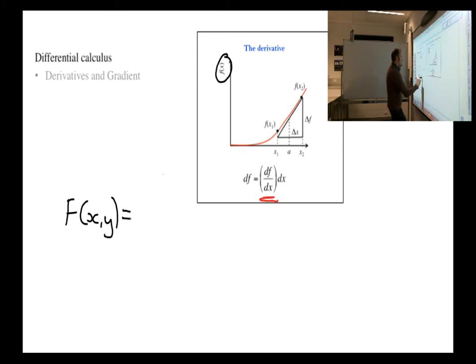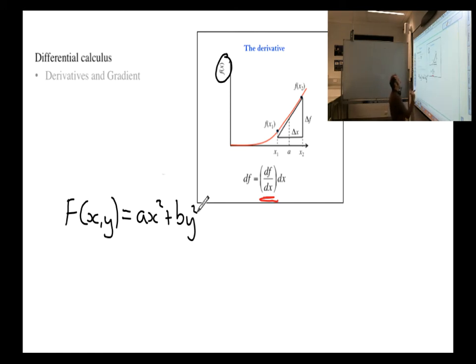and this is equal to ax squared plus by squared. What we want to do is determine how this function, which depends on x and y, is going to vary with respect to x and how it will vary with respect to y. As I said, these are called partial derivatives.